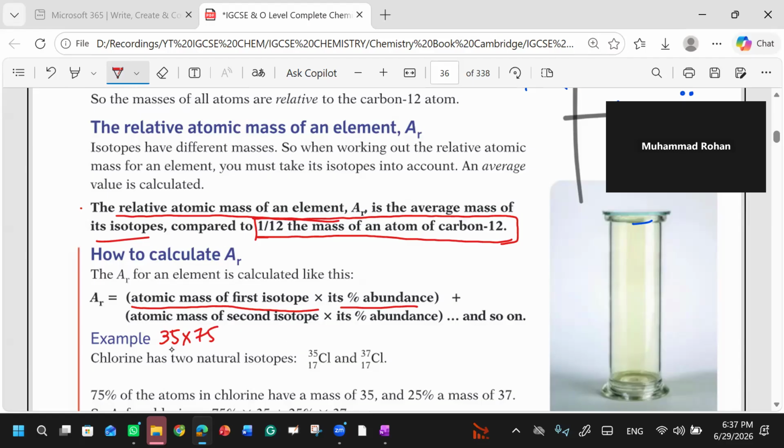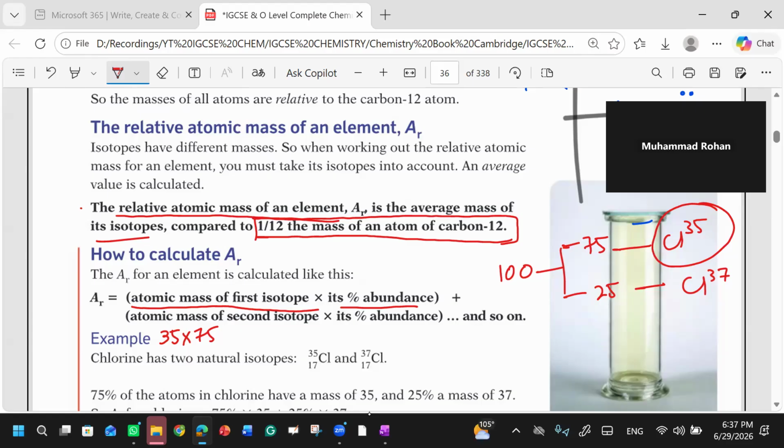Chlorine 35. If you talk about both of these chlorine isotopes collectively, there will be 100 in total, right? So from those 100, 75 on the earth crust are chlorine 35, okay? And 25 are chlorine 37. This is what they are telling us. Which one is abundant? Chlorine 35 is more in number. It is present in more quantity as compared to chlorine 37.